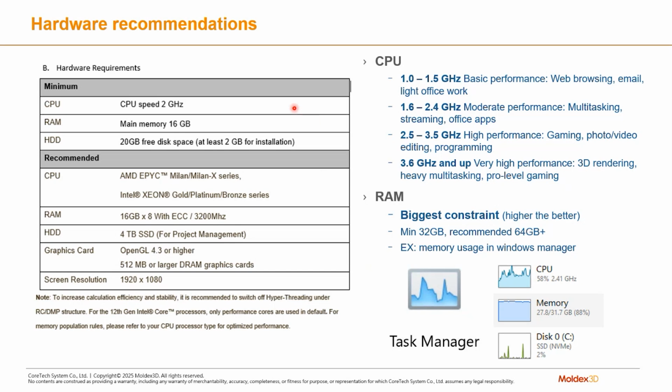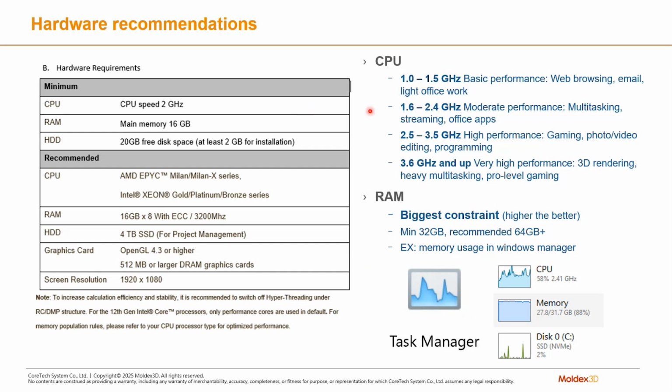So first we have the CPU, or the central processing unit. And this is the brain of the computer. It processes instructions by performing calculations and controlling the data flow. So a CPU of 2 gigahertz means that the processor can perform 2 billion cycles per second.